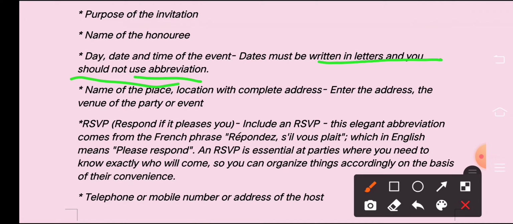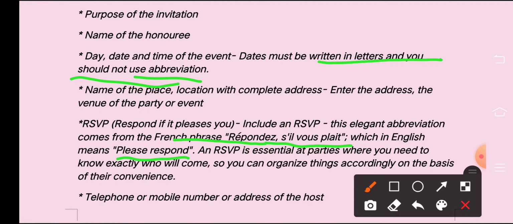Next is RSVP. This is written in the left hand corner of the formal card style invitations. RSVP means respond if it pleases you. Basically it is a French phrase, but we use it to mean respond if it pleases you. So include an RSVP without any dots in the abbreviation. This elegant abbreviation comes from the French phrase "Répondez s'il vous plaît", which in English means please respond.